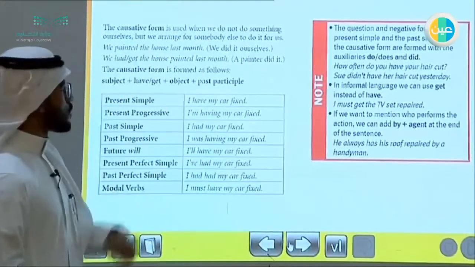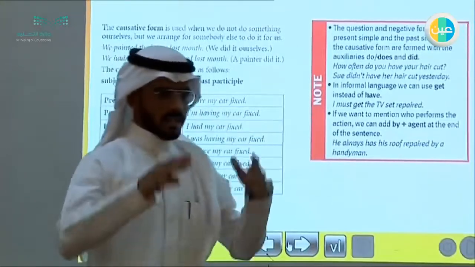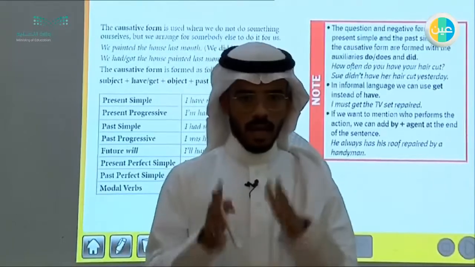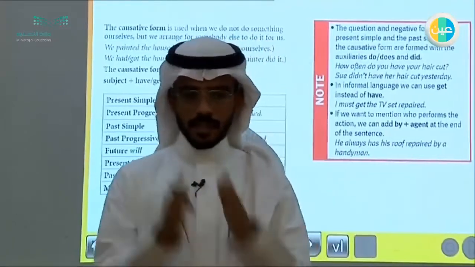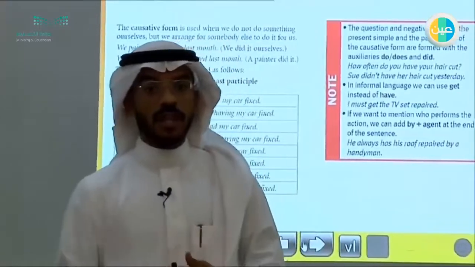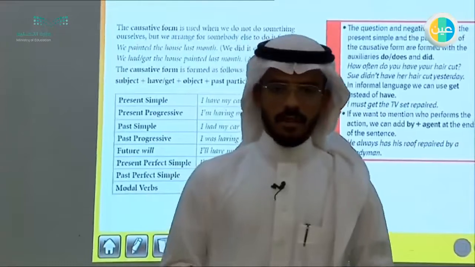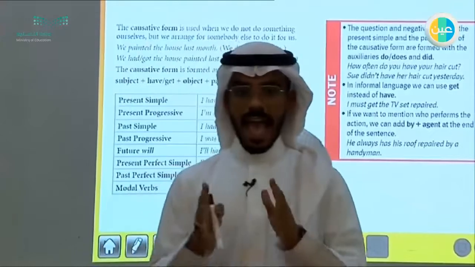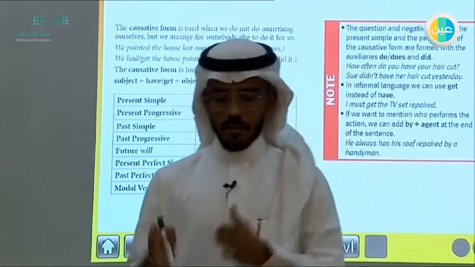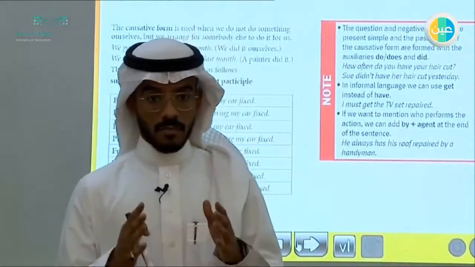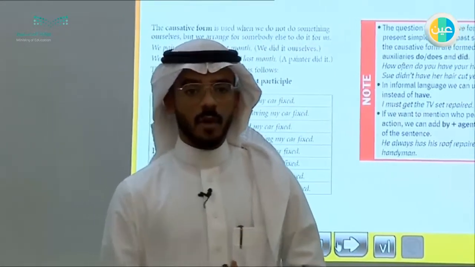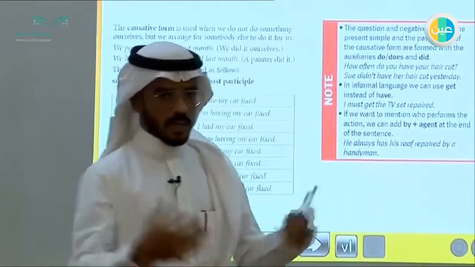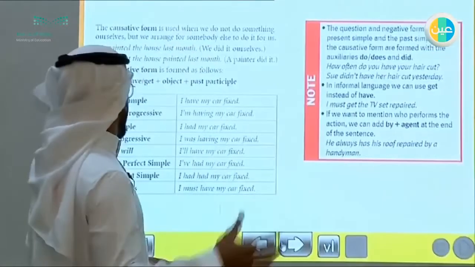For example, when I give you this example, this is a subject, I washed my car. Who did this action? I did. But when I say I had my car washed, this is causative form. Someone did this action, not me. Okay, we will talk more and more about this.